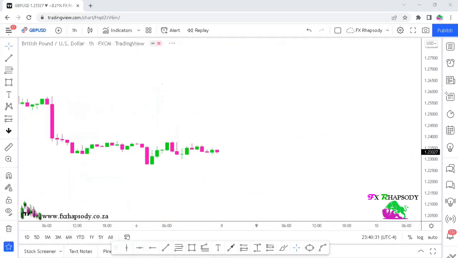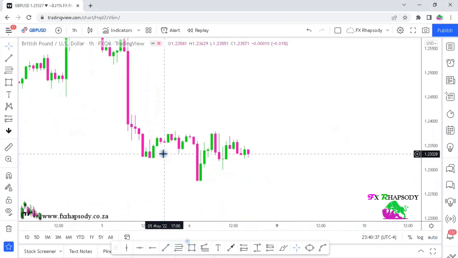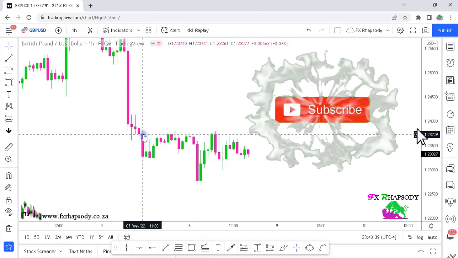Okay, so on a 1-hour time frame, we can see, like I just said before, there's a consolidation.